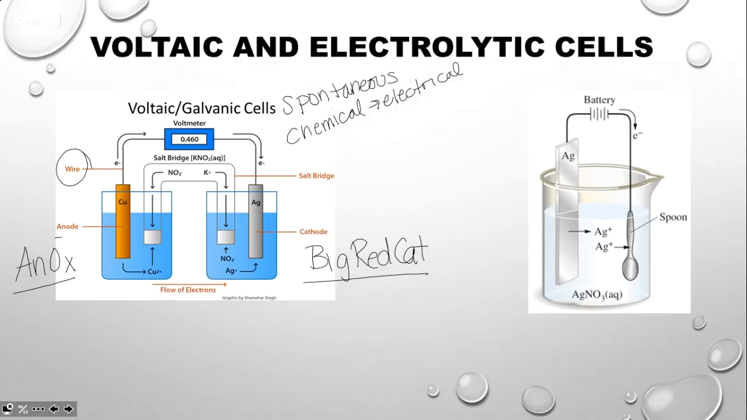Electrons flow through the wire from anode to cathode. Ions flow in the salt bridge. Ions go in the salt bridge in order to make sure that the solutions do not become charged, make sure the solutions stay neutral. And remember, eventually the voltmeter will read 0. That's when the reaction has reached equilibrium.